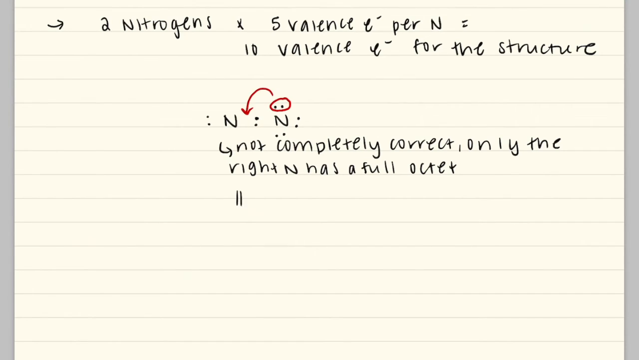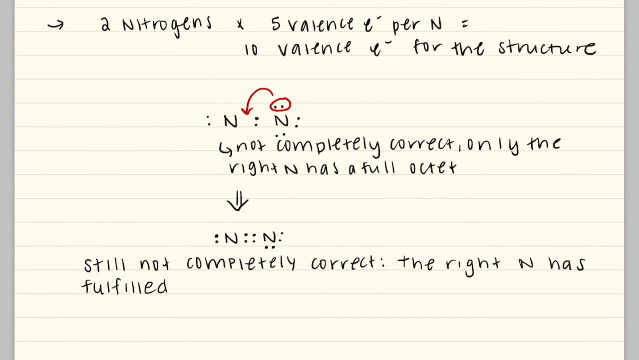What we are going to do now is take a pair of electrons from the right nitrogen and add it to the middle of the 2 nitrogens. By doing this, we share more electrons and allow the left nitrogen to get closer to its goal of having an octet. This is still not completely correct.